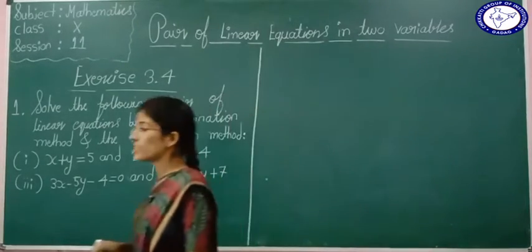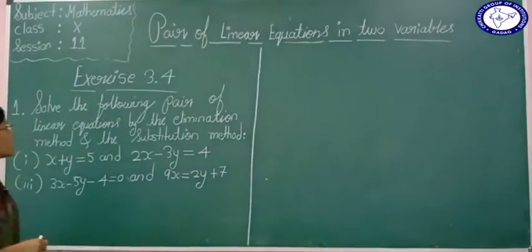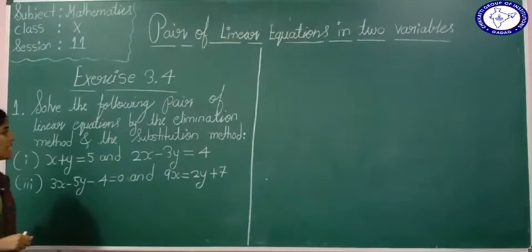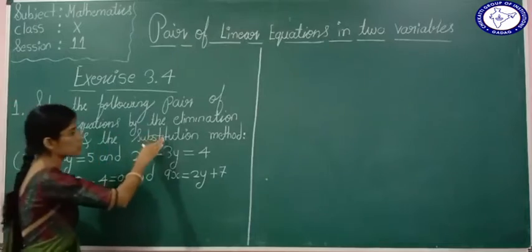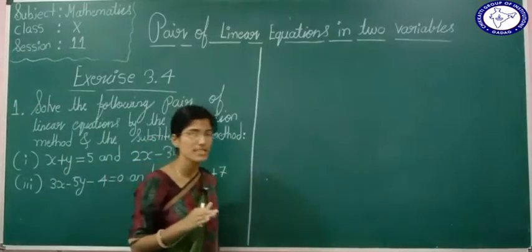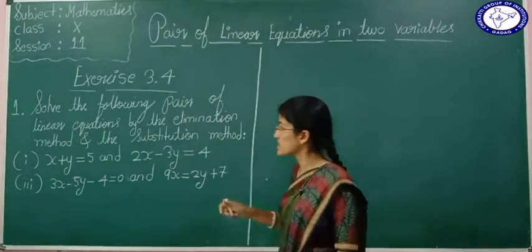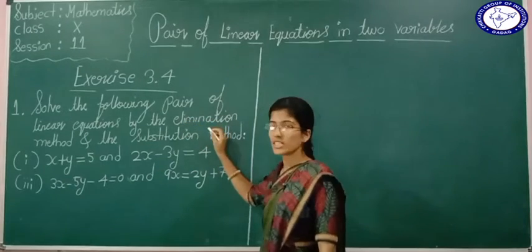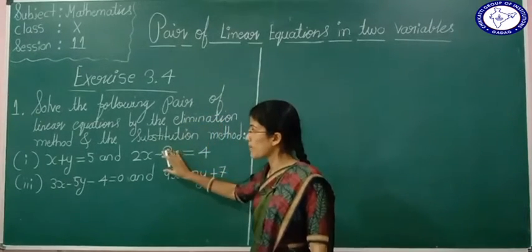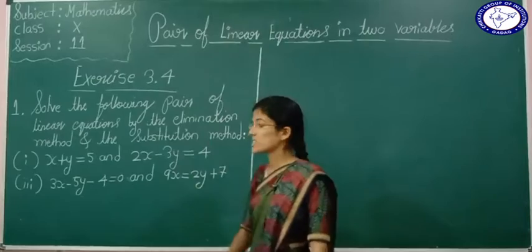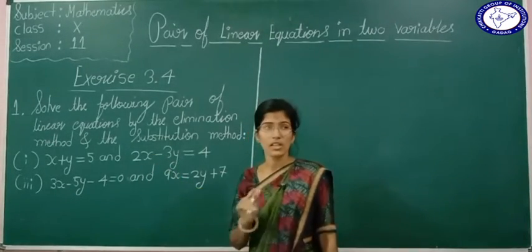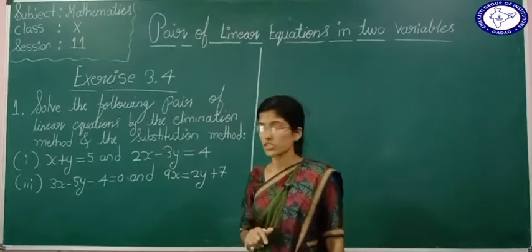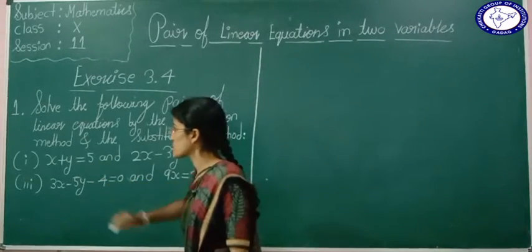Now the first problem tells us to solve the following pair of linear equations by the elimination method and the substitution method. See here in exercise 3.4, in the first problem they have given them combined. We have to do this problem by the elimination method and also the substitution method. Only a few I am going to solve here, the rest you have to try. Okay. Now we will see the first one.